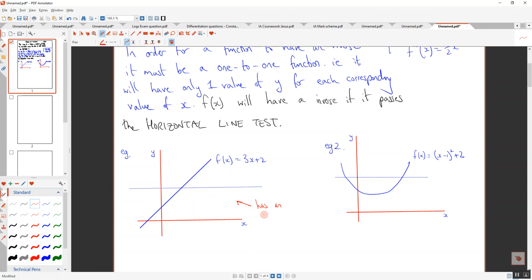So it has an inverse as it passes the horizontal line test. It doesn't have an inverse as it fails the horizontal line test.